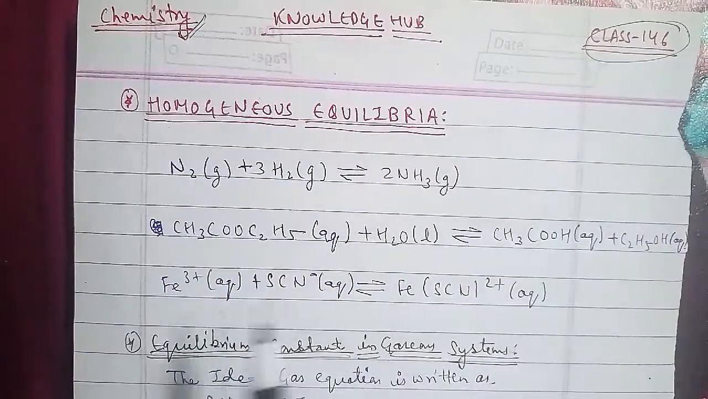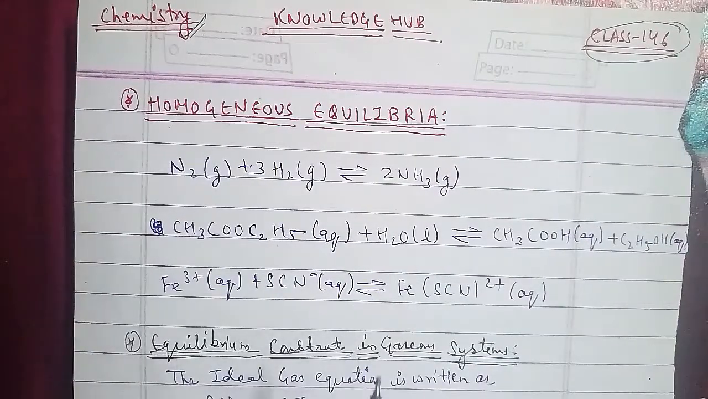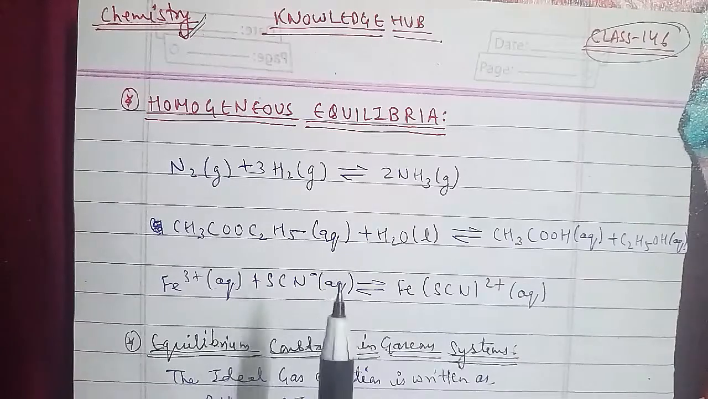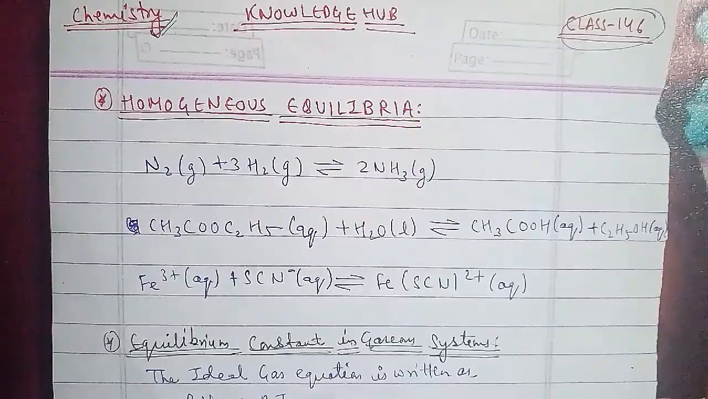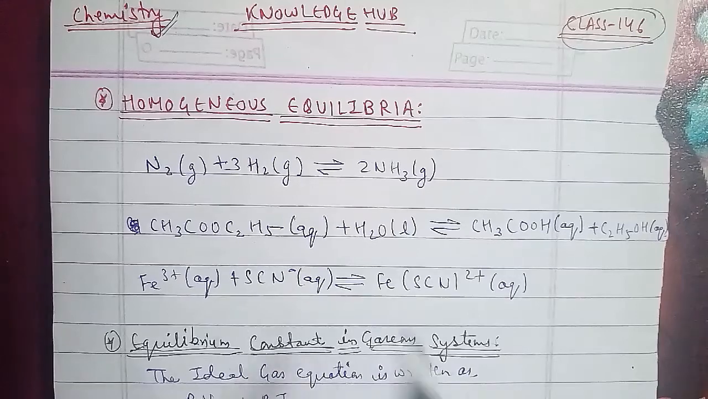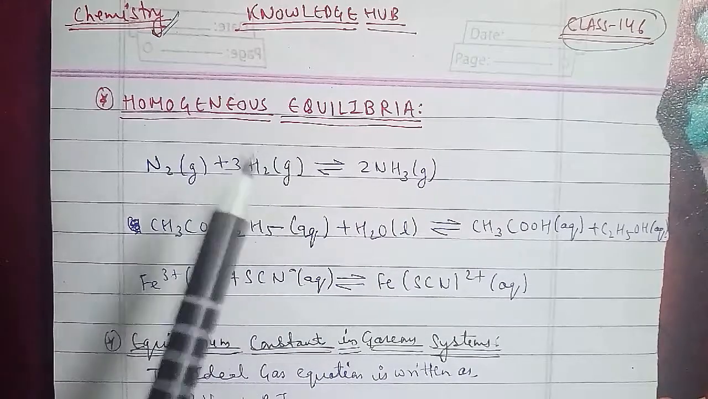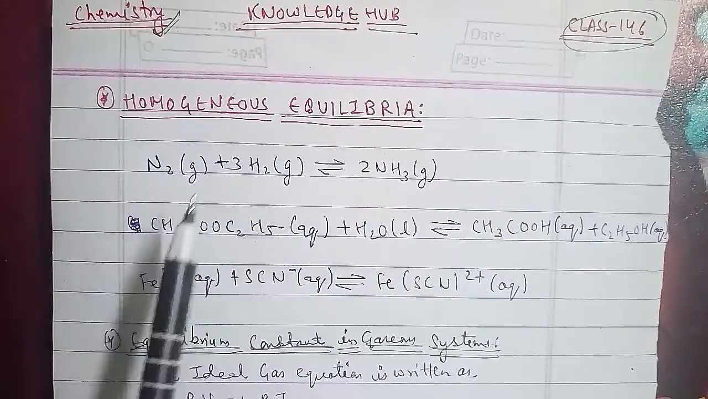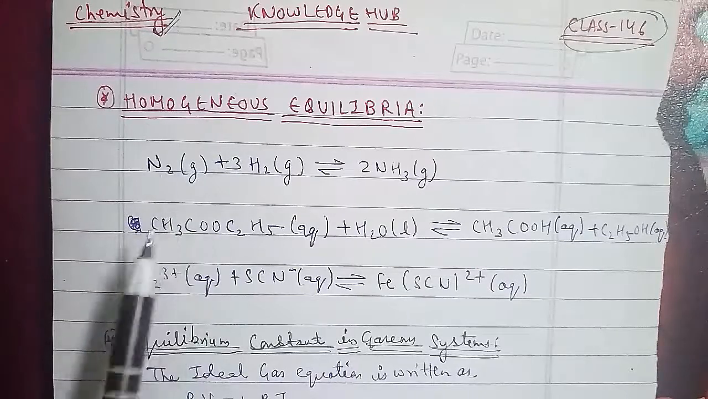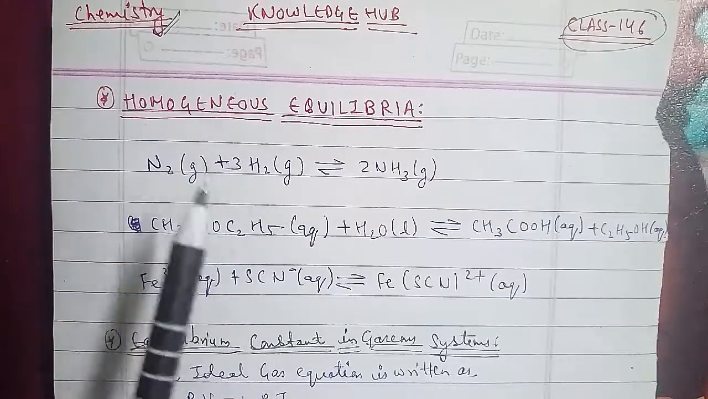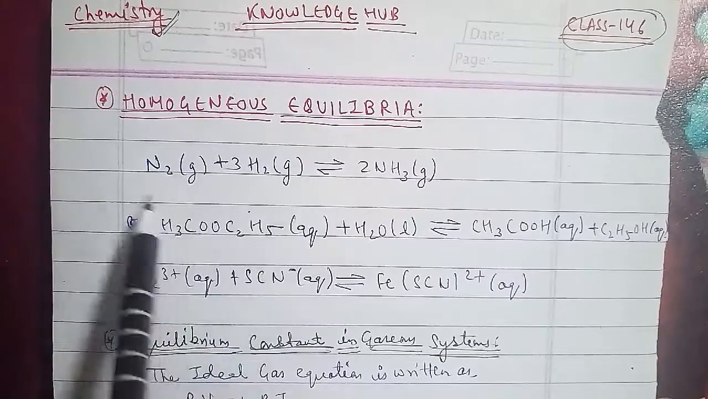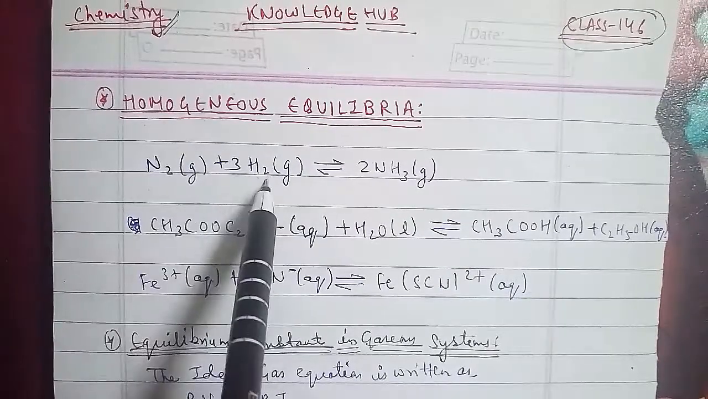Some of the points related to the homogeneous equilibria here. In a homogeneous system, all the reactants and the products are in the same phase. For example, in the gaseous reaction, we can say that N2 plus 3H2 gas gives 2NH3 here. Reactant and the product are in the homogeneous phase.